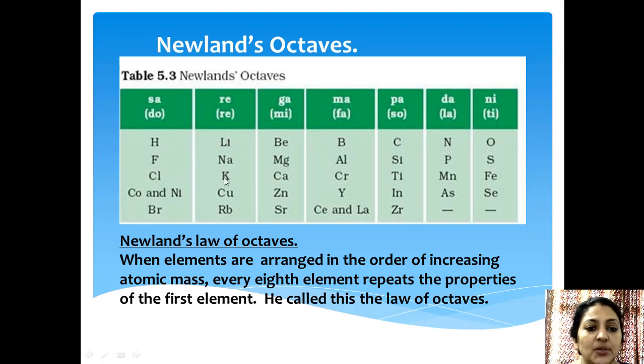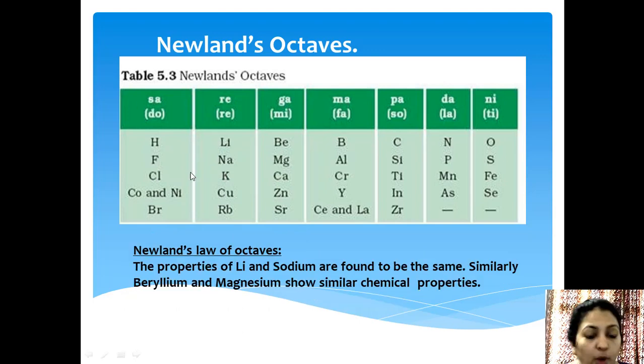So, lithium and sodium have similar properties. Another one, beryllium and magnesium, have similar properties. So, he made columns to accommodate these similar elements. Now, we know that the properties of lithium and sodium are found to be the same. Similarly, beryllium and magnesium show similar chemical properties according to Newland's law of octaves because they are the first and 8th elements, isn't it?